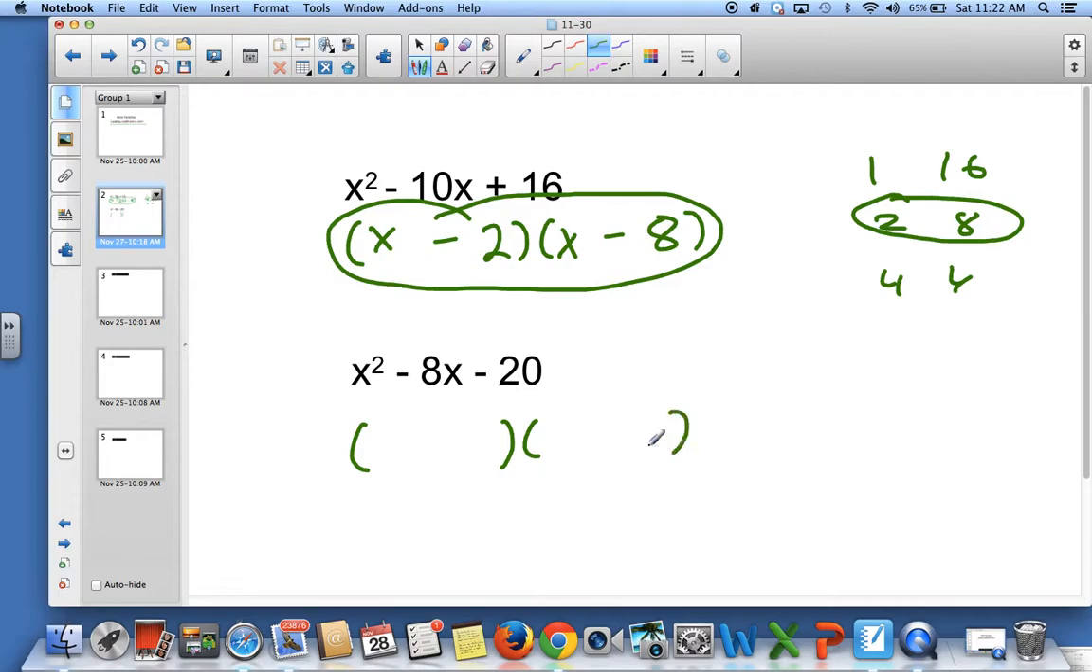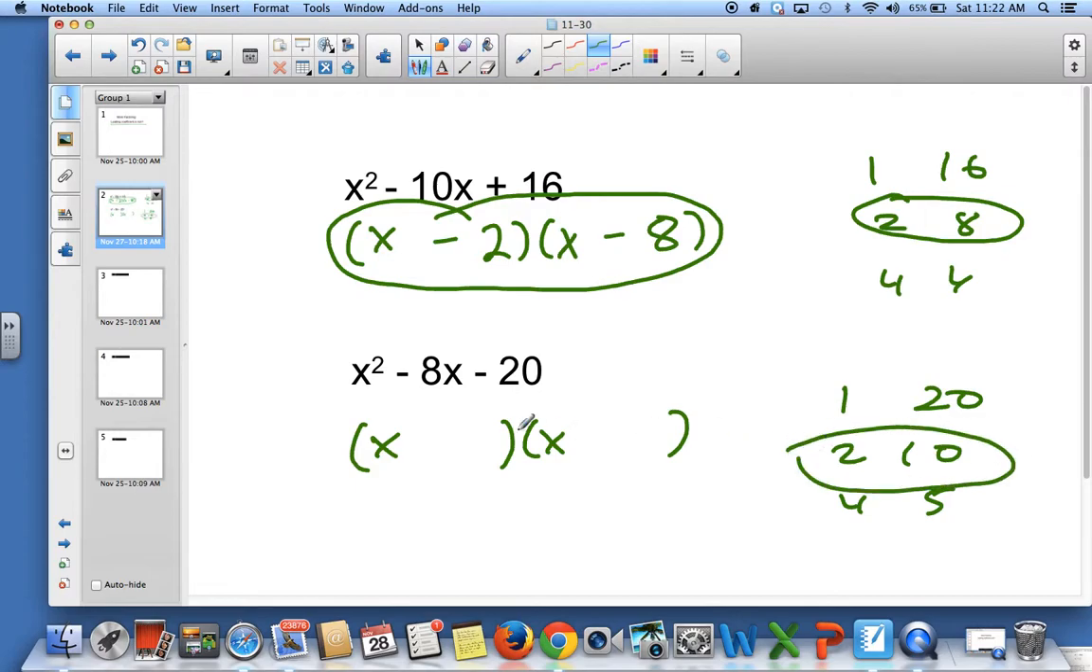Similar thing here. We're going to look for numbers that multiply to get x squared. That's going to be x times x. Now, numbers that multiply to 20, but since it's a minus sign, they subtract to get 8. So I have 1 times 20, 2 times 10, and 4 times 5. These are the two numbers that subtract to get 8, so 2 and 10.